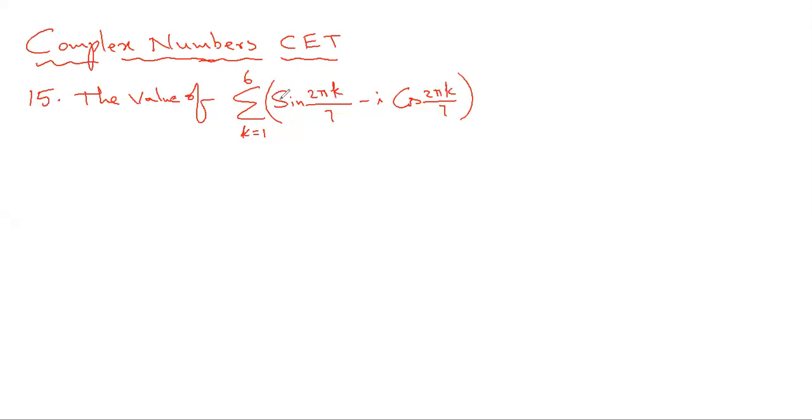To calculate the value of this expression in complex numbers, you need some formulas. What are those formulas? The nth roots of unity formula. If alpha is an nth root of 1, then alpha equals cis 2k pi by n. Cis 2 pi by n is the alpha.